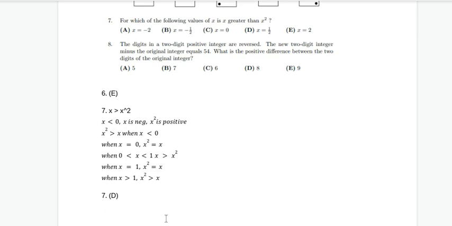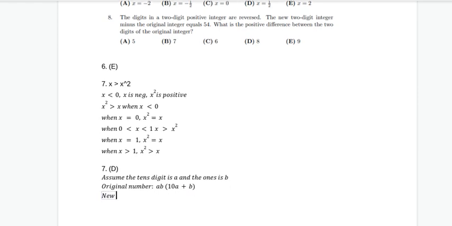Okay, now let's look at problem 8. For problem 8, we can denote the number this way. Assume the tens digit is A and the ones digit is B. The original number would be AB, which is 10A plus B. The new number would simply be 10B plus A. We know that the difference between them is 54.